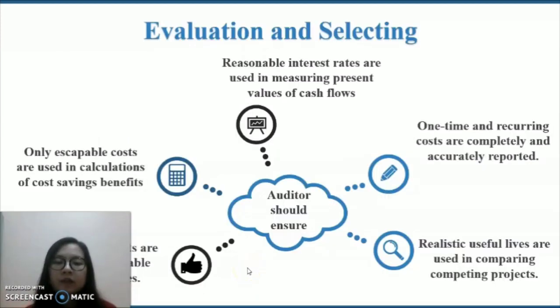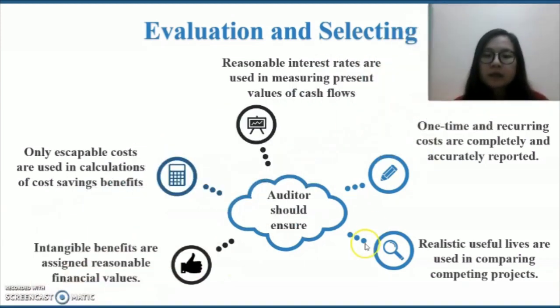Next is the evaluation and selection. As I have mentioned in the phases just now, the auditor will evaluate the feasibility and select the best audit features of the system. The primary concern for the auditor is that the economic feasibility of the system is measured as accurately as possible. So there are 5 things that the auditor should ensure in their evaluation and selection in this SDLC.